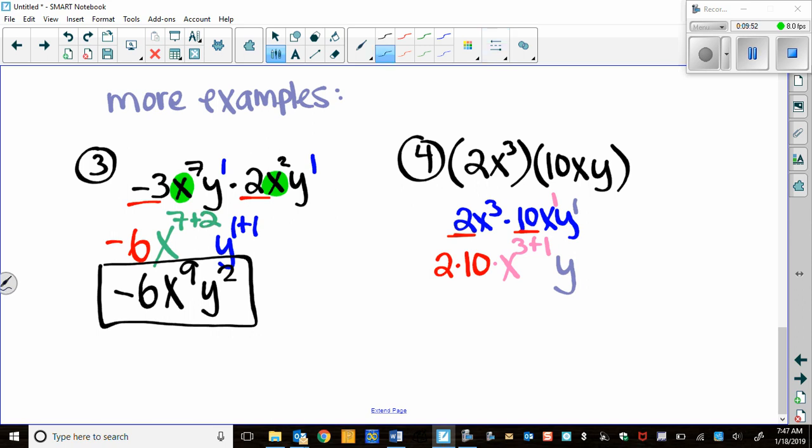So let's go ahead and simplify now. 2 times 10 is 20. x, so that 3 plus 1 power is 4, and y is standing alone.